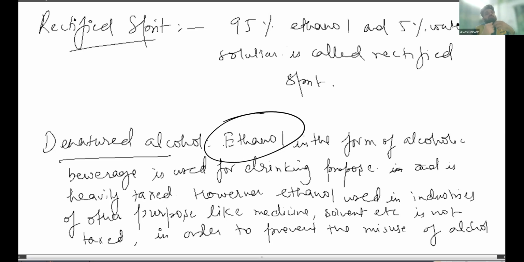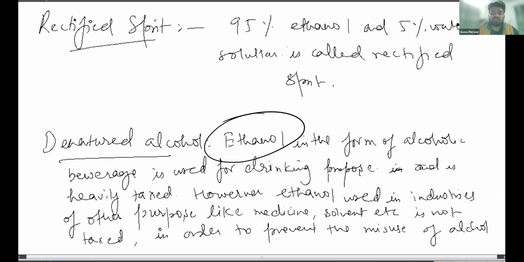Denatured means they add some poisonous substance to it, so that this alcohol will not be safe for drinking, making it unfit for drinking. Then it is sent to the paint industries, which can use it as a solvent for making paints and many things. Keep in mind that denatured alcohol is alcohol which is made unfit for drinking, in order to prevent the misuse of alcohol at industrial level.